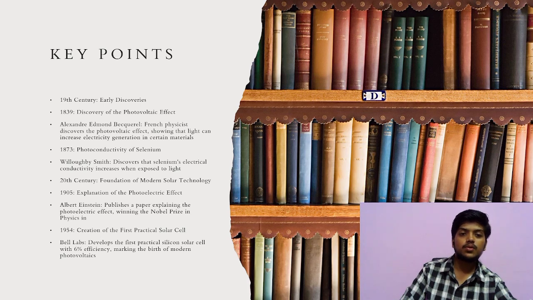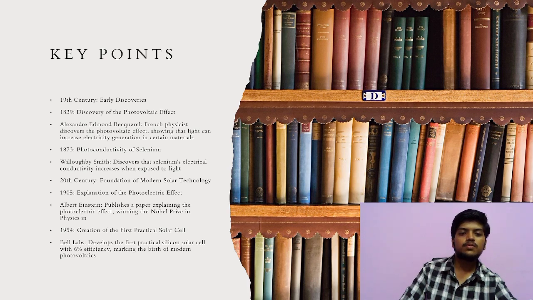1839, the discovery of the photovoltaic effect. Alexandre Edmond Becquerel, a French physicist, discovered the photovoltaic effect, showing that light can increase electricity generation in certain materials. In 1873, photoconductivity of selenium. Willoughby Smith discovered that selenium's electrical conductivity increases when exposed to light.